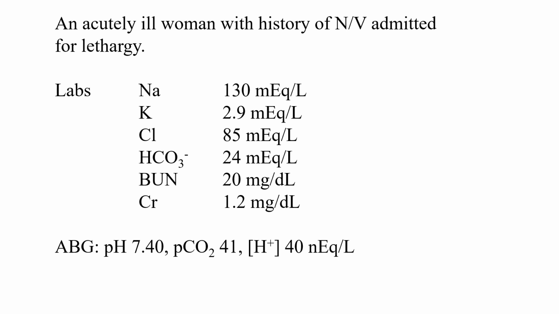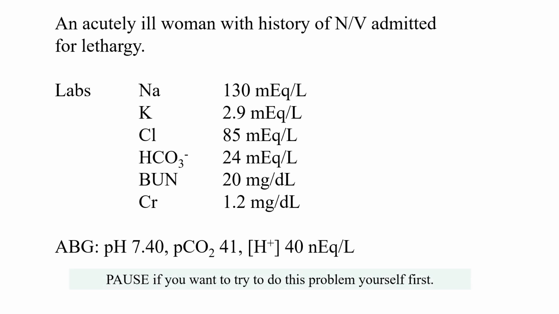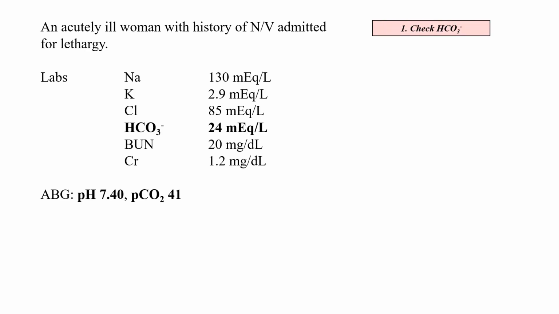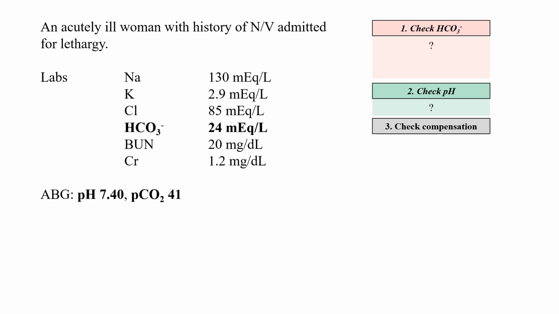This is the case of an acutely ill woman with a history of nausea and vomiting who is admitted for lethargy. Step 1, check serum bicarbonate. It is 24, which is normal. We don't know if there is any acid-base disorder here. Step 2, check pH. pH is 7.4, which is normal. Nothing abnormal here. Step 3, check compensation. No abnormal disorder so far, nothing to compensate.